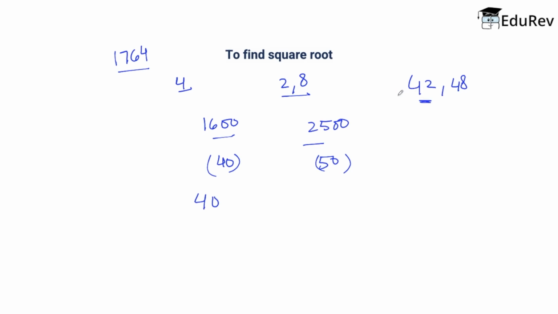Because we know that the square root has to be between 40 and 50 and it has to end in 2 or 8, it has to be either 42 or 48. But we know that it needs to be closer to 40. So we will take 42 as the answer.